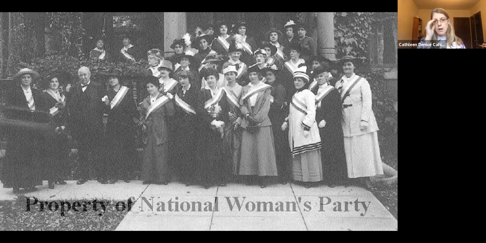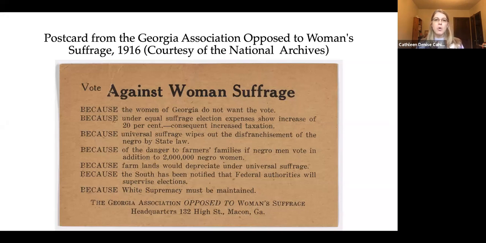And I'm going to show you a card that I just want to warn you has some racist language on it, but this was the kind of thing that was being handed around in Georgia at this time, right? So this is why people were against women's suffrage. And in particular, right, basically because it would allow Black people to vote and that white supremacy must be maintained, right?